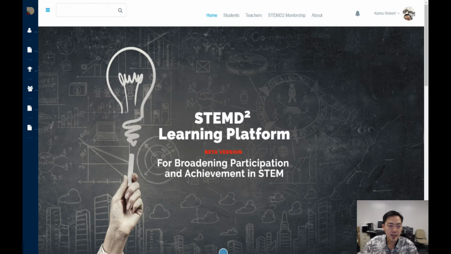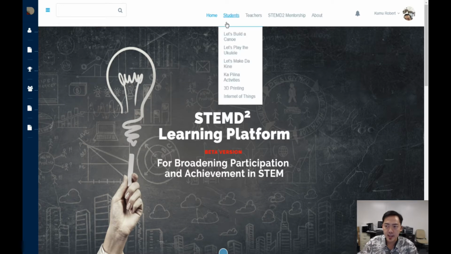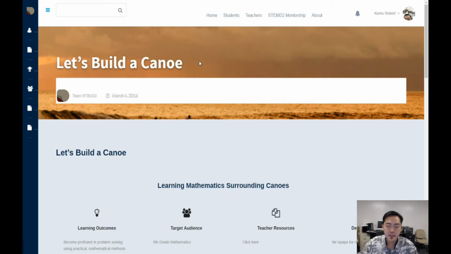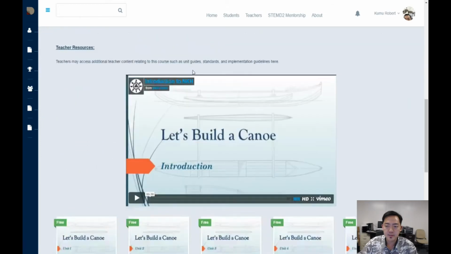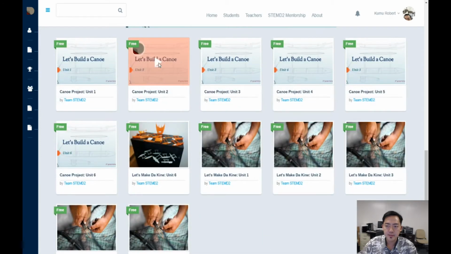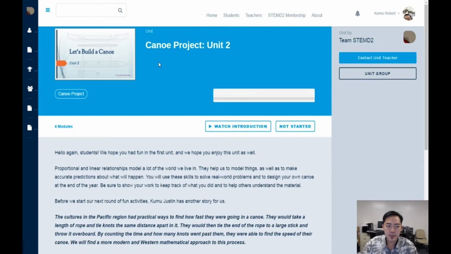Today we'll be talking about Module 5 of 15. So to begin, let's go back to our website, www.stemd2.com. After you've logged in, let's go to Students and let's build a canoe. Now we're going to go down to Unit 2, which is where Module 5 is in the Go Math book. From here, we're going to go down to Module 5.